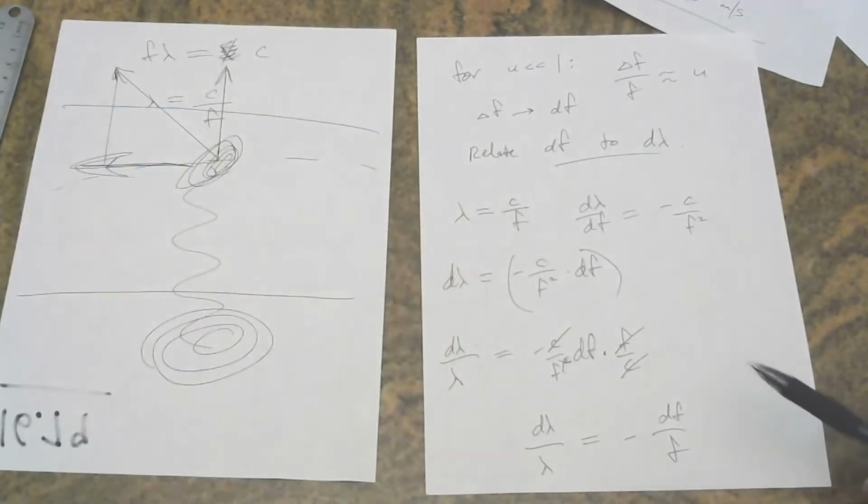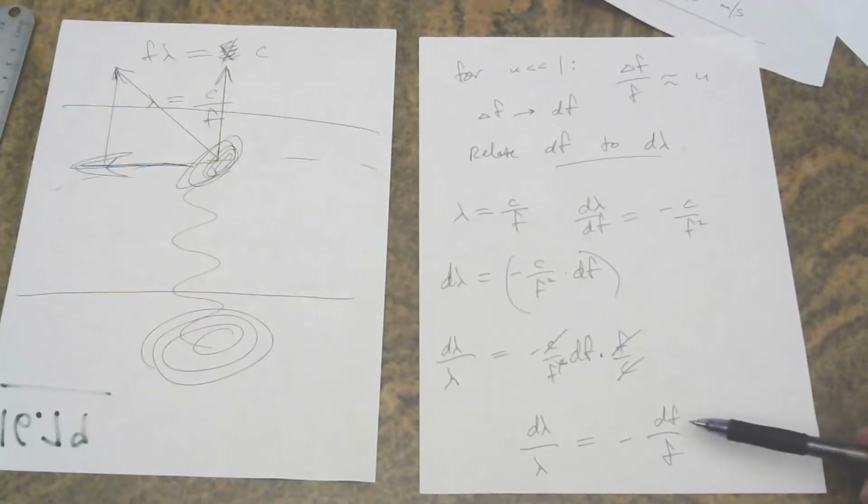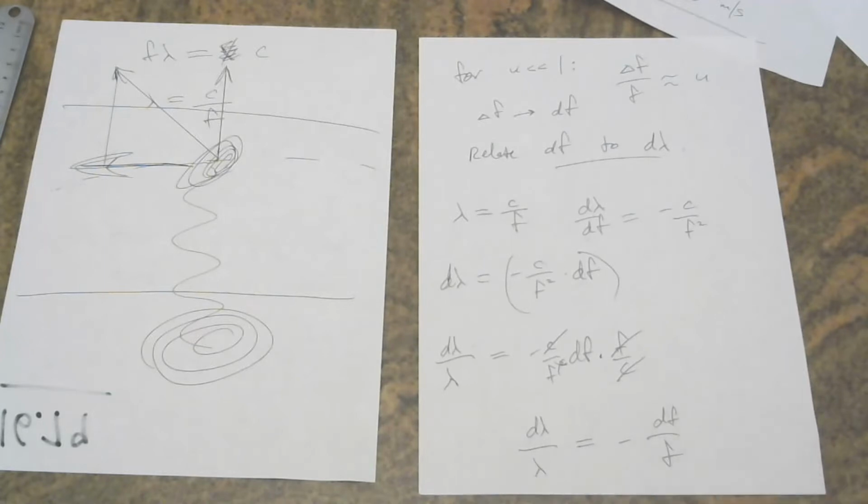And the minus sign is because if you increase the frequency, if df is a positive change, then the wavelength gets shorter. So d lambda would have to be a negative quantity. This is one of the fun things about calculus. It allows you to make simple estimates between the changes in two quantities. That's really what a derivative tells you, right?